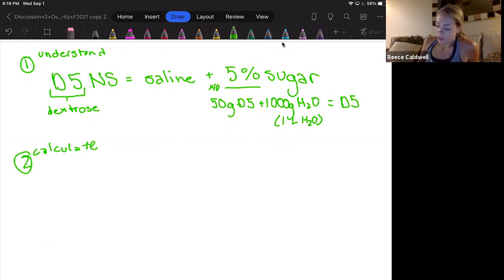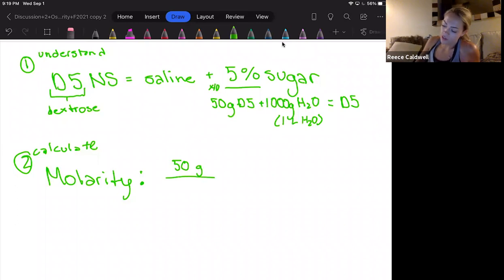All right, so what we're going to do is, again, solve for the molarity. So we will take that 50 grams of glucose, divide it by its molecular weight, which again is 180 grams per mole.